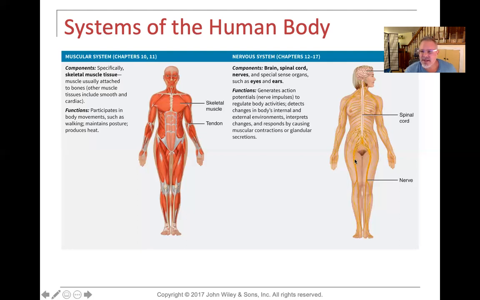Okay, on the right-hand side, we have the neural system, and the neural system develops at around day 18 or so after sperm and egg come together. The neural system is considered to be the master system. It controls and coordinates all of the other bodily functions. It is the first system that develops, and it is electrically excitable, especially the neuron that makes up the neural system. That neuron is electrically excitable.